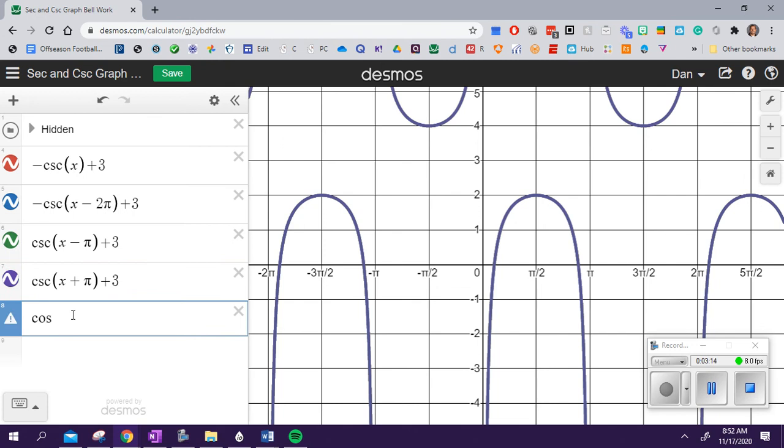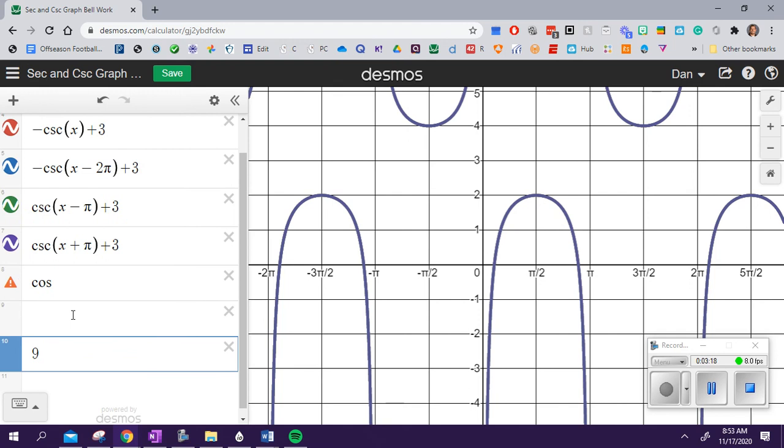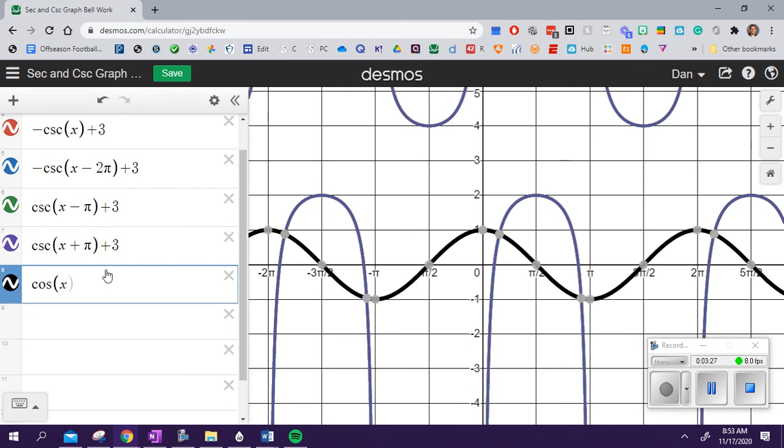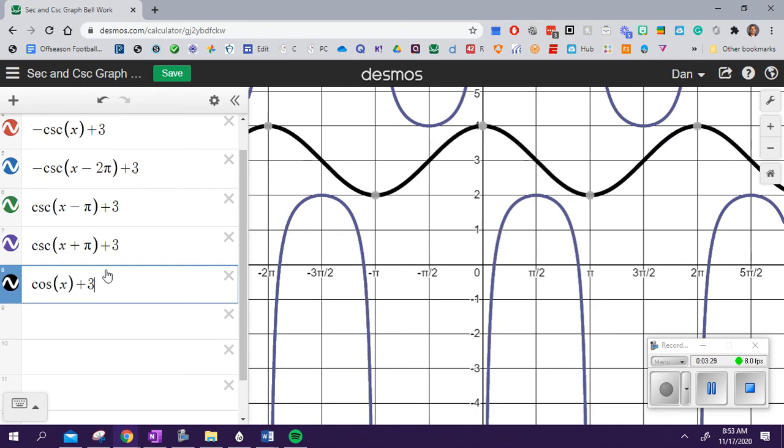Let's go with cosine. Okay, so cosine. Sorry. What am I hitting? I am hitting the wrong button. Cosine of x. And then let's go to plus 3, obviously, because we need that. So we're up to here. That's not matching up either.